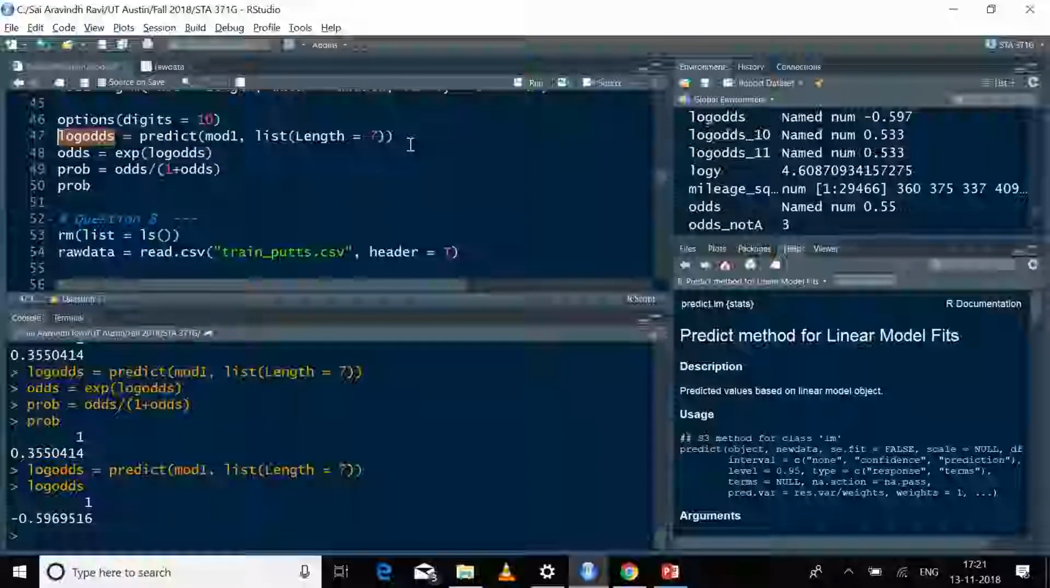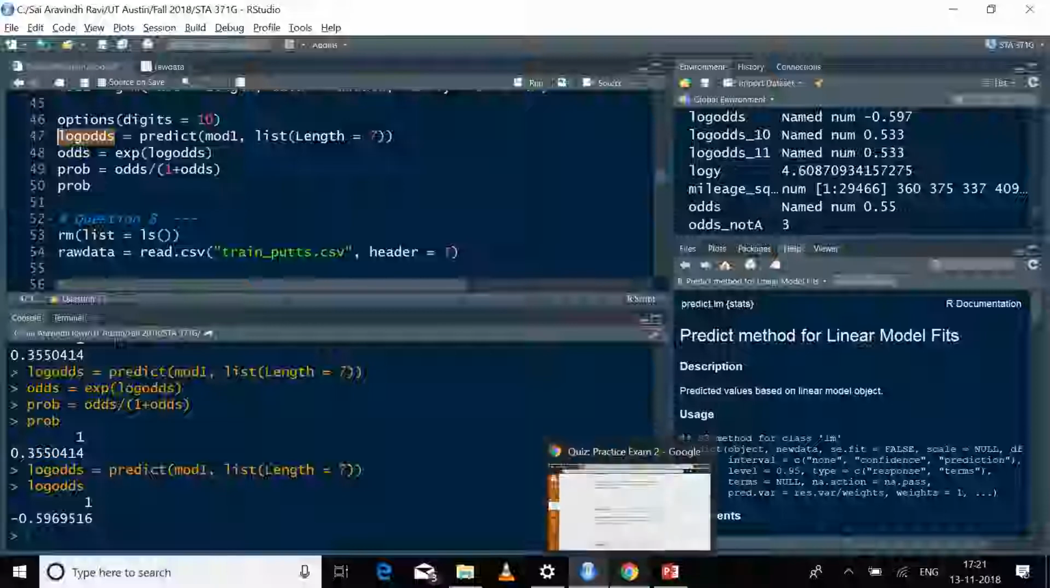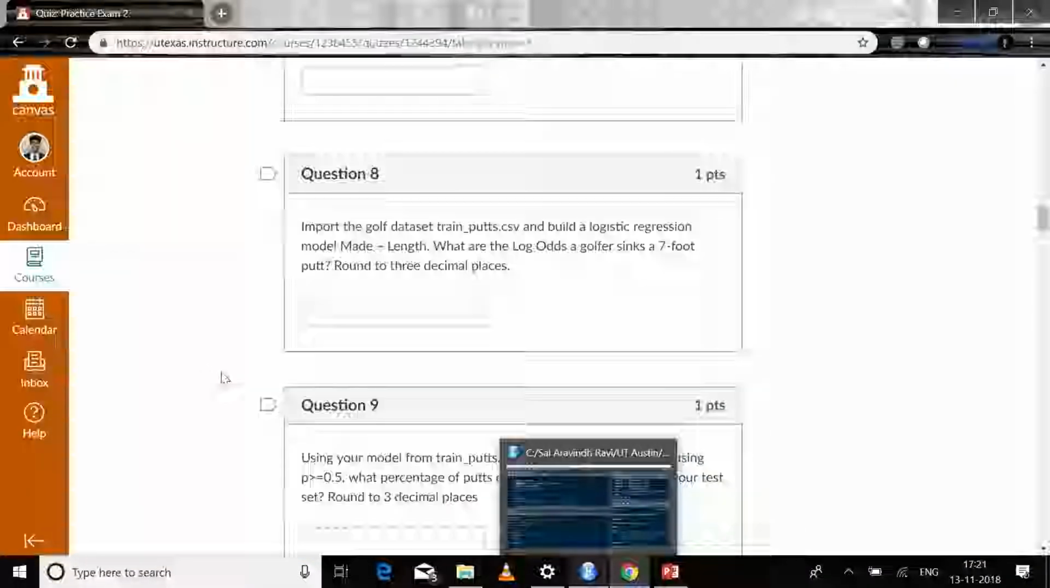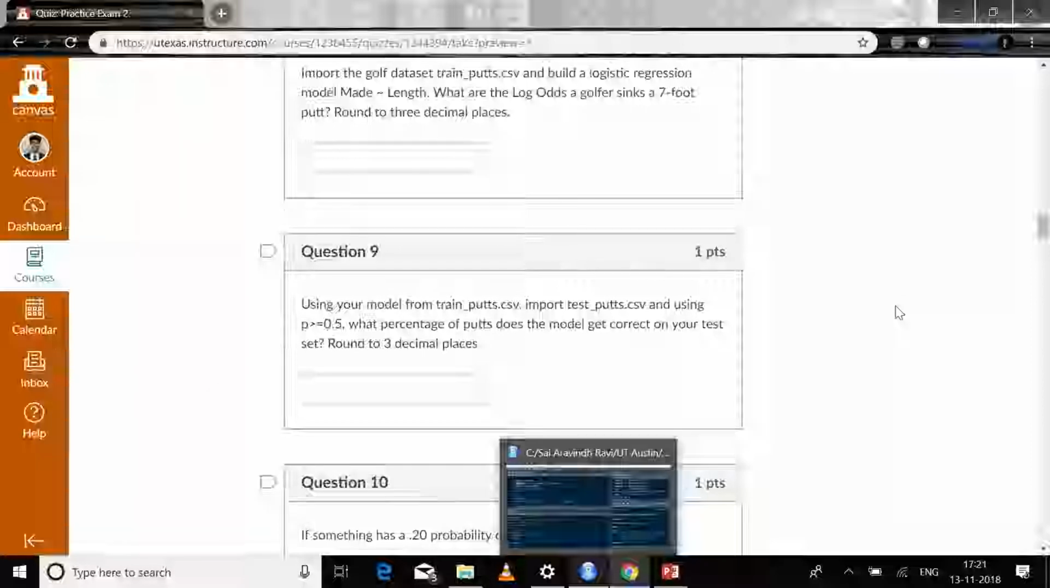That is always an alternative. You put the summary of the model, write down the slope and everything, input the value and then calculate all the way up to probability, or you can just use it. Okay. So that will be the log odds. Okay, and the next one.